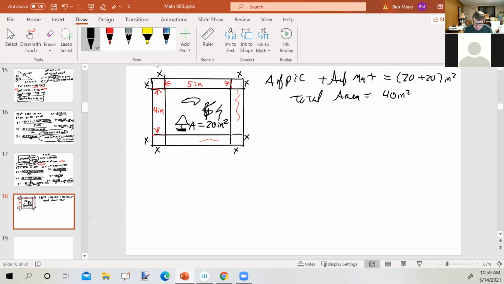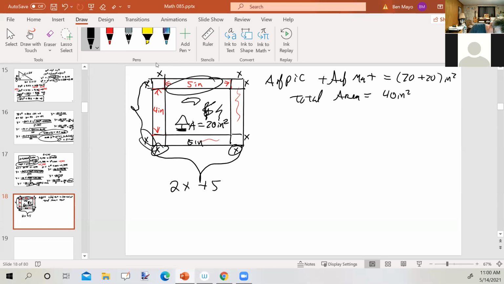Okay, now if that's true, what would this total distance be all the way to the outer edges of the picture? Well, it would be x plus what, 5 inches? So it would be 2x plus 5. Are you okay with where I got that? Yeah. Okay, likewise, over here, this is going to be x plus 4 inches. So 2x plus 4.